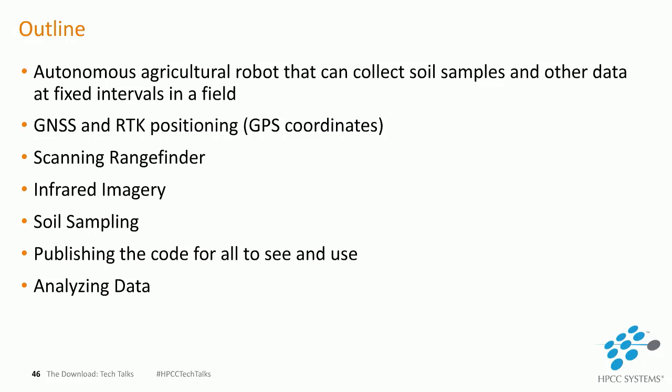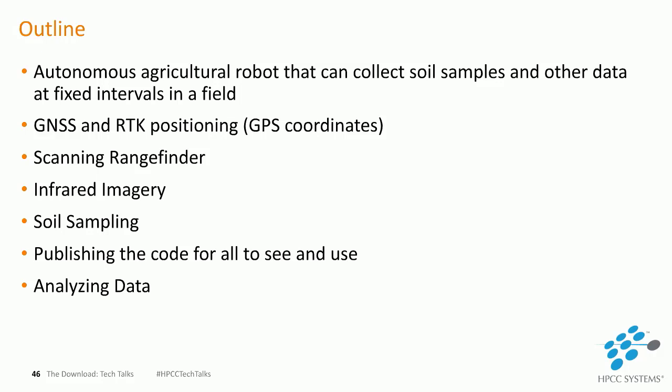So to collect data for testing the development of my project, I've been using sensors in the lab that are also going to be used in this agricultural robot. I've mentioned it a few times earlier. It's a robot that's going to collect soil samples and other data inside a field. It's going to collect data from GNSS receivers, so it'll be kind of like the GPS coordinates you get on your phone, a scanning rangefinder, infrared cameras, and samples, and it'll also be open source and will involve data analysis.